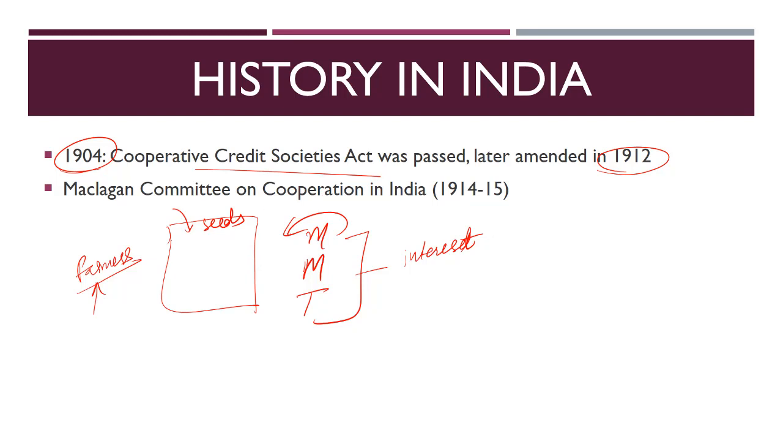And therefore, we see that these cooperatives, when they were initially formed, the aim was to give these poor farmers credit, that is loans, so that they can sow their seeds and then they can pay back. But later on, in 1914-15, the McLagan Committee on Cooperatives was formed.